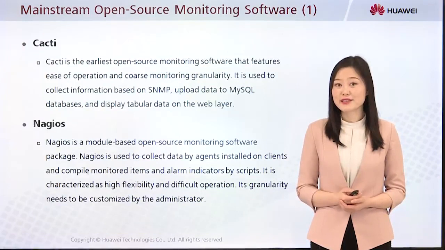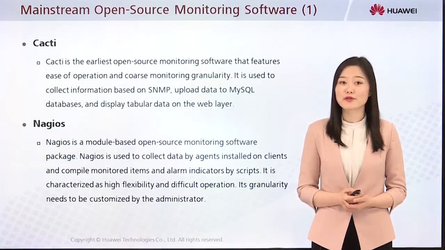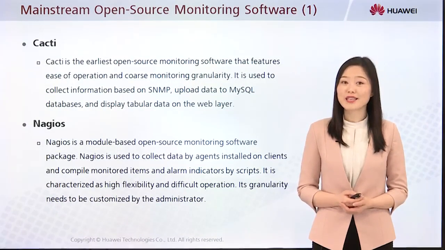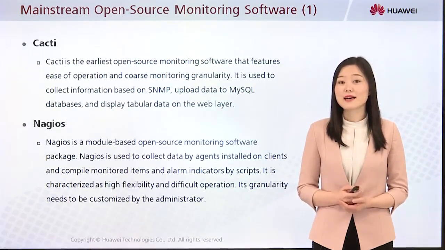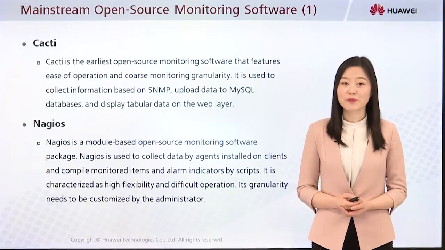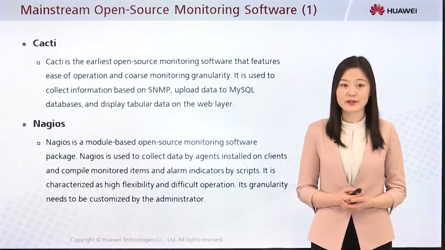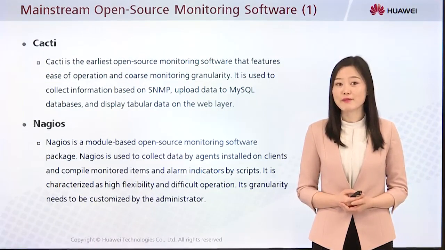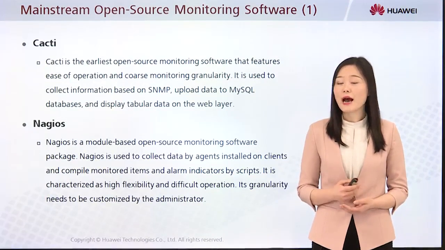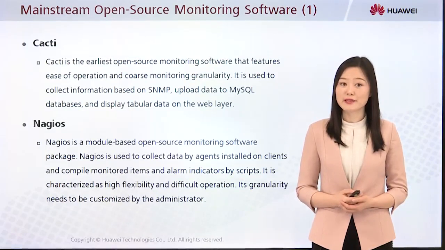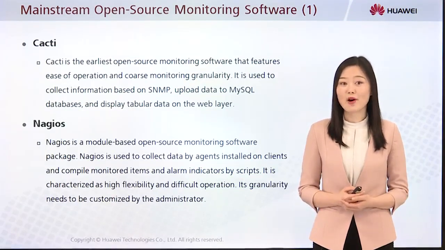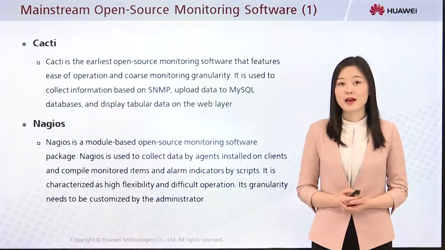Following our discussion that determined open source monitoring software is superior to commercial monitoring software, we will now take a look at open source monitoring software products. Cacti, the earliest open-source monitoring software, features ease of operation and coarse monitoring granularity. It is used to collect information based on SNMP, upload data to MySQL databases, and display tabular data on the web layer. Nagios, a module-based open-source monitoring software package.